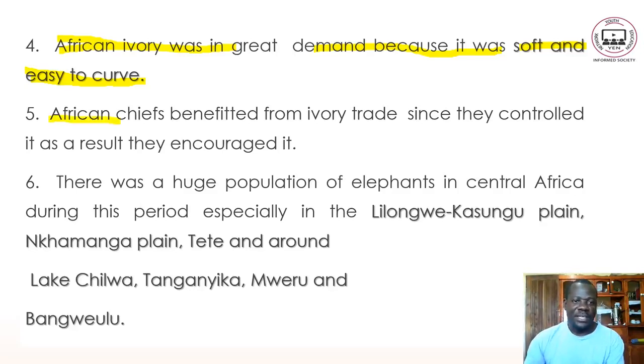And again, African chiefs benefited from the ivory trade. Since they controlled it, as a result, they encouraged it. So African chiefs were the prime beneficiaries of the ivory trade. Hence, they were controlling it as well as encouraging people to kill more elephants for ivory. And also there was a huge population of elephants in Central Africa by that time, especially in the Lilongwe Kasungu Plain. There were a lot of elephants there, and also in the Kamanga Plain. There were a lot of elephants around Tete and Lake Chirwa, Tanganyika, Mweru, and Lake Bangweulu again. All those areas had just a lot of elephants, which attracted many people to come and buy the ivory.